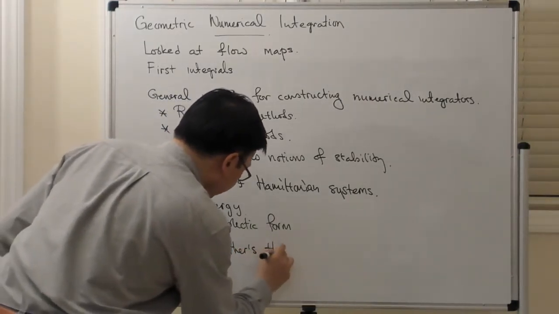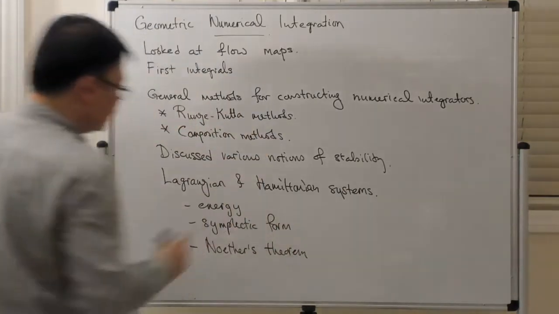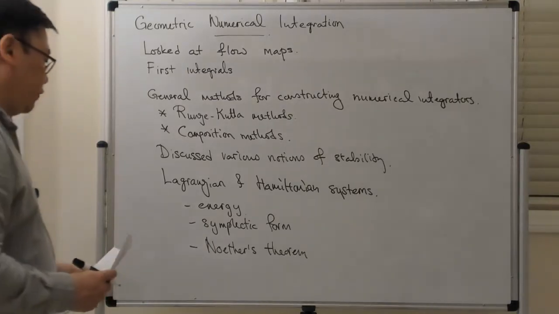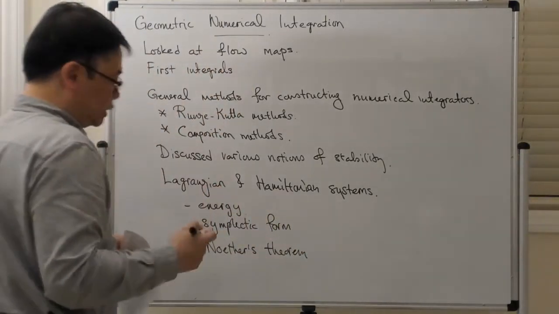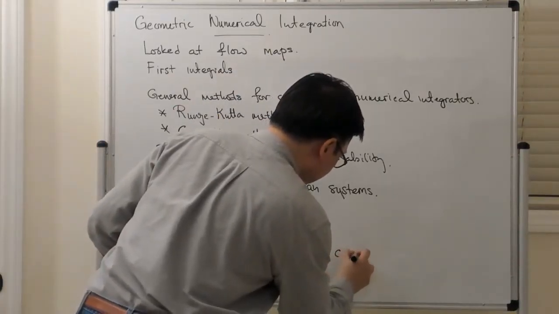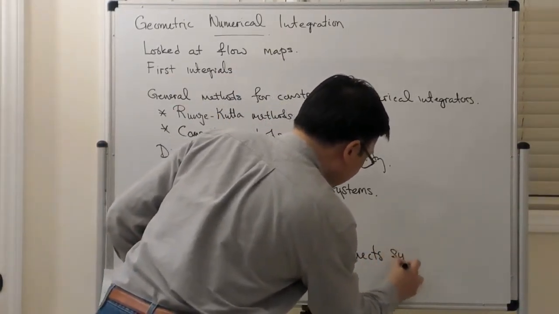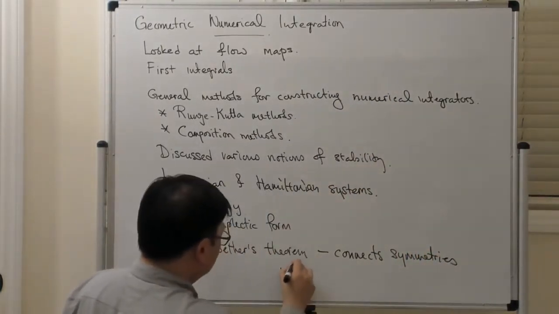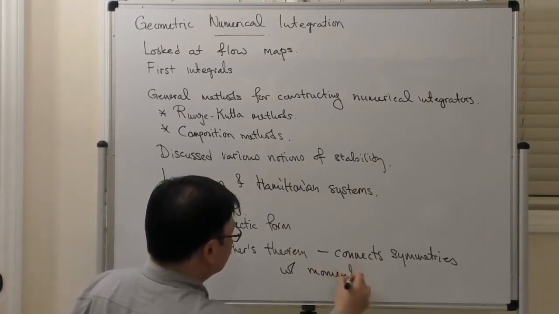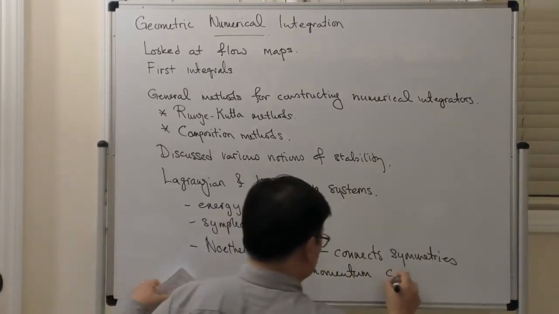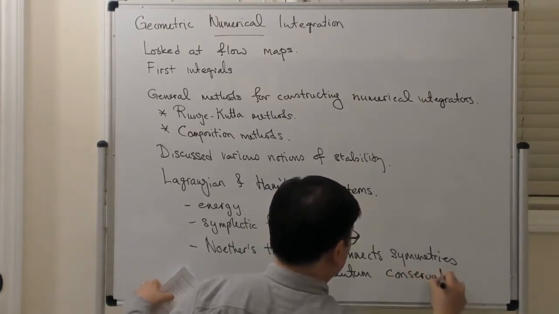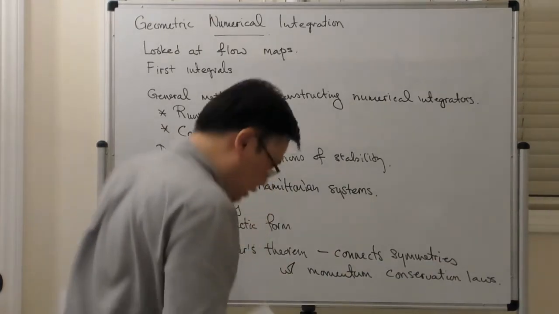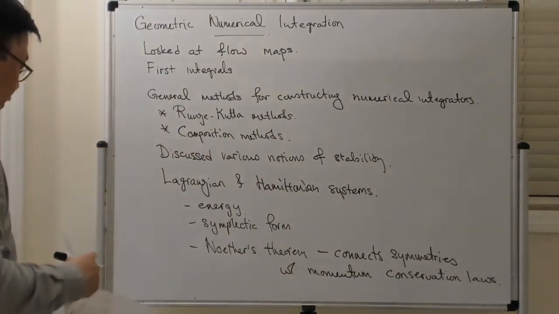And so Noether's theorem is particularly important in the context of Lagrangian and Hamiltonian systems, because that gives you a way to connect symmetries with conservation laws, okay? In particular, momentum conservation laws. So it connects symmetries with conservation laws, with momentum conservation laws. Okay, so in particular, this whole idea of momentum maps being preserved was in that setting.